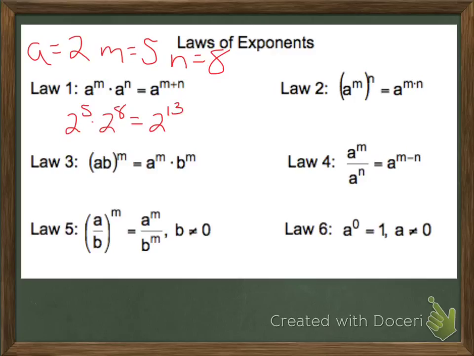So then let's look at law number 2. This rule is known as a power of a power. So if you already have a base that has an exponent, then you put another exponent on top of that, it's the same thing as if you just said that we are multiplying our exponents.